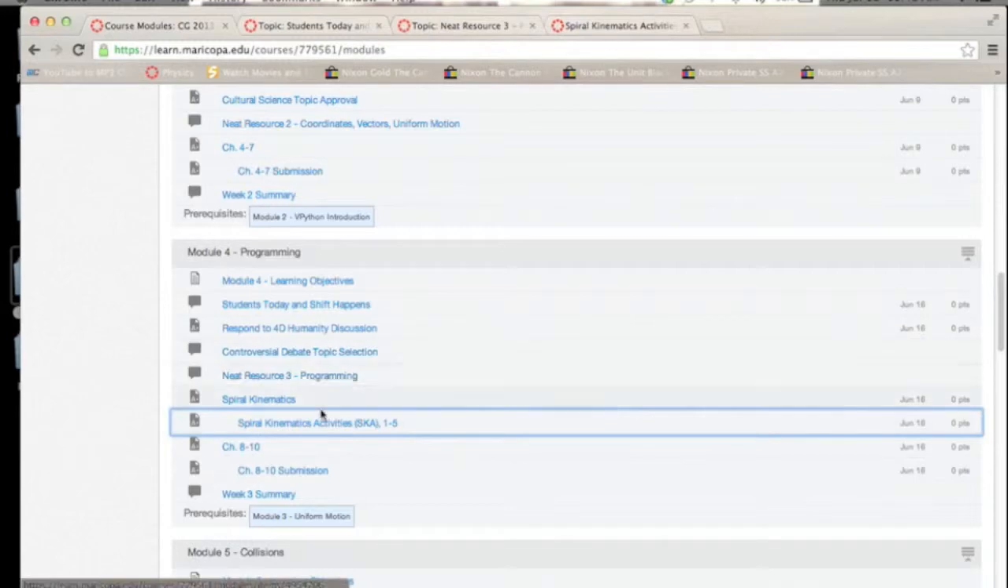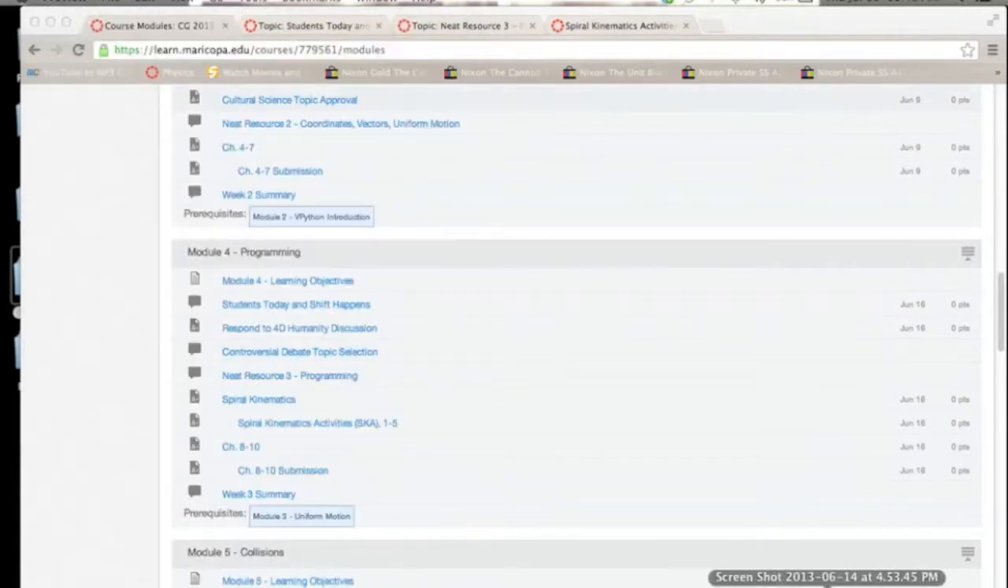And then we started the beginning of spiral kinematics. Now I have an example of this. This is where we had to go through motion diagrams, calculate the motion and the velocity. And then we go into chapters 8 through 10.